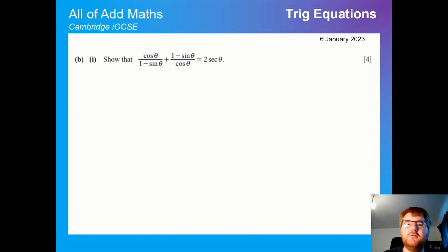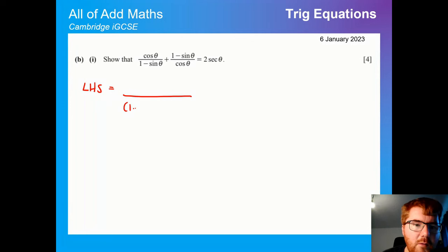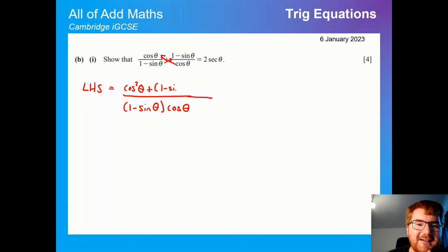Right, and now we've got this typical show that something equals something kind of question. And again, the same logic applies to what I did before, which is we want to write this as a single fraction. The way that we do this is exactly like we did before. So I'm going to set this up as left-hand side, LHS. And what we want to do is write this as a single fraction where we multiply 1 minus sine theta by cos theta. So the way that we work out the numerator here is we multiply this by this. So cos theta times cos theta, that's cos squared theta. And then we multiply these two things together. So plus 1 minus sine theta, 1 minus sine theta. Okay, so we've got something to work with here.